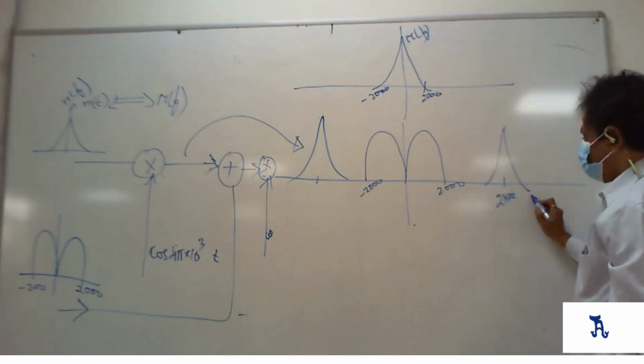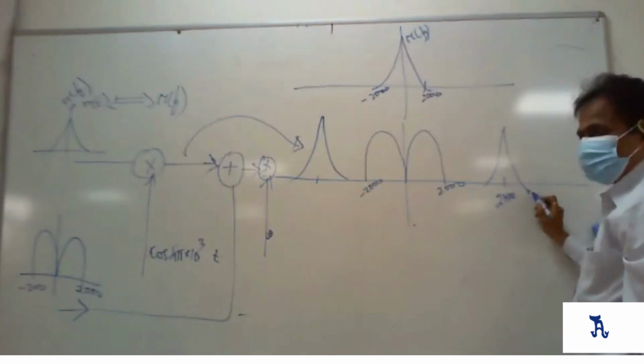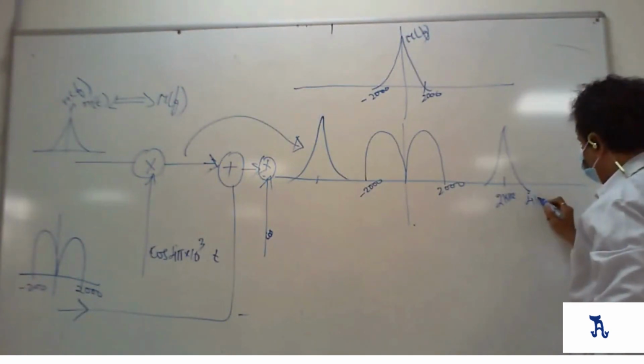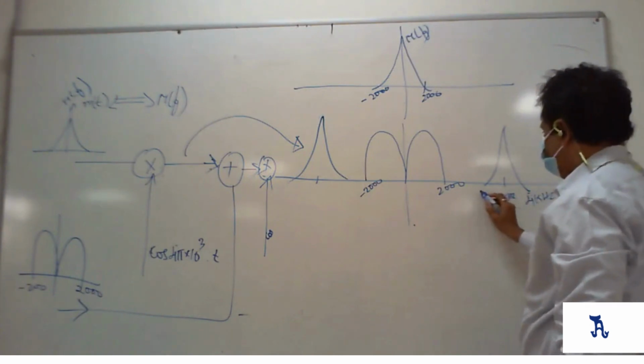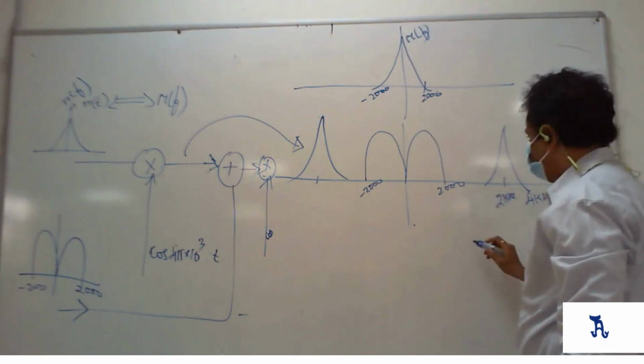What is the frequency of this? This frequency: 2 kilohertz plus 2000. It is 4 kilohertz, right? Okay. This one, 2 minus.